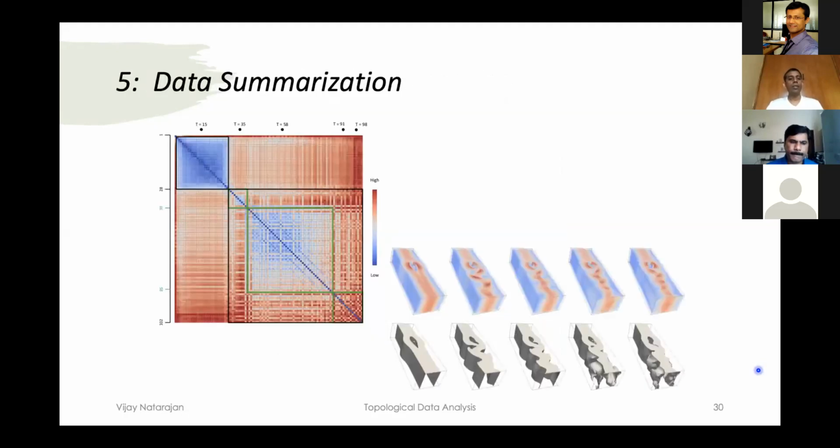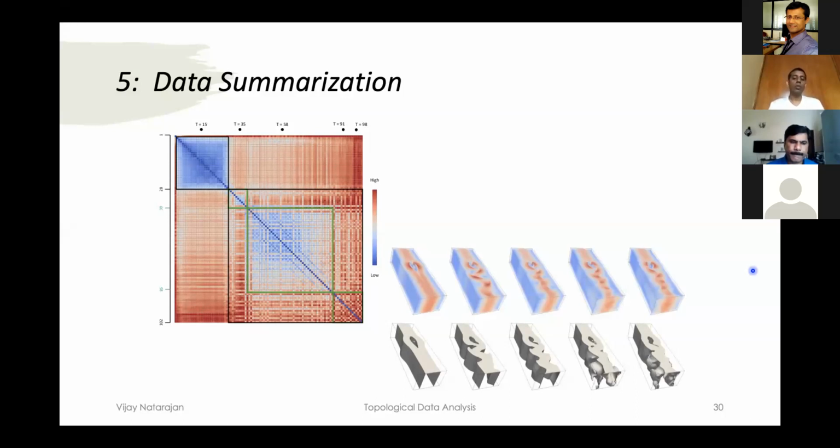The final application is data summarization. Similar to the flow behind the cylinder, we can think about a flow behind a cylinder in 3D. This is what you see in the pictures here. And here a very similar phenomenon happens. You see a vortex street, a set of vortices that form behind the cylinder. Now we would like to identify interesting time intervals for various parts of this time varying phenomenon.